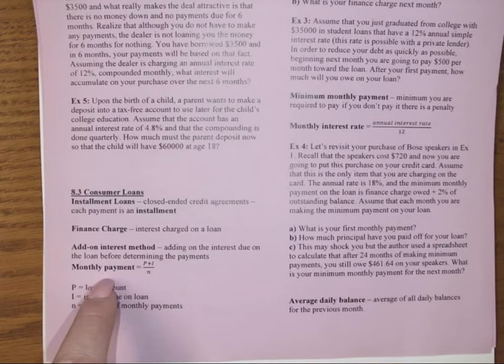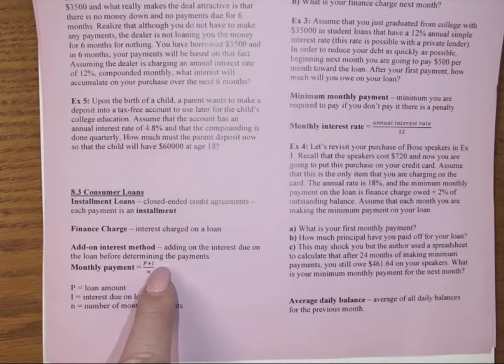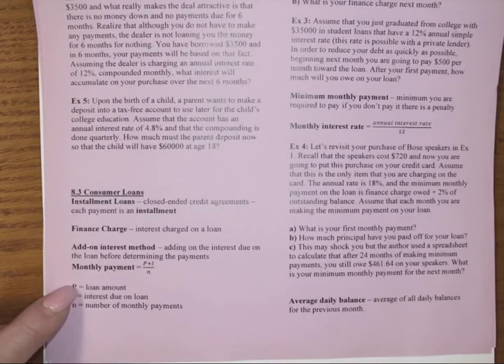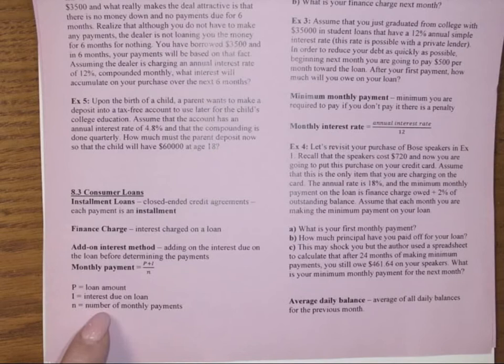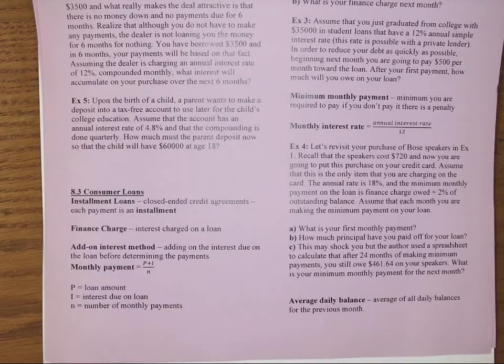And the monthly payment is going to be equal to the principal plus the interest over the number of monthly payments, where we can find the loan amount, the interest due on the loan, and the number of monthly payments, which are P, I, and N.